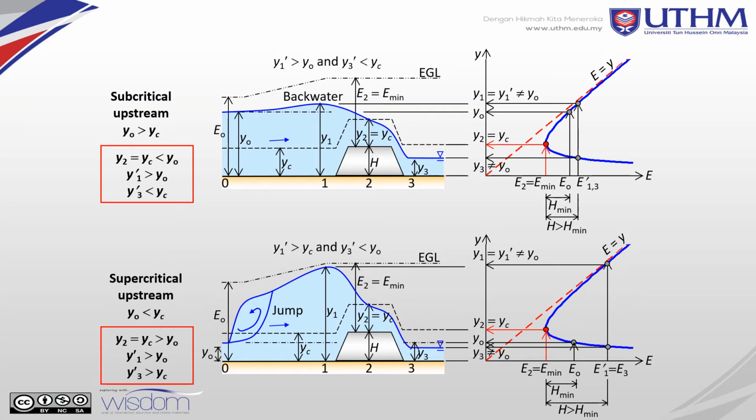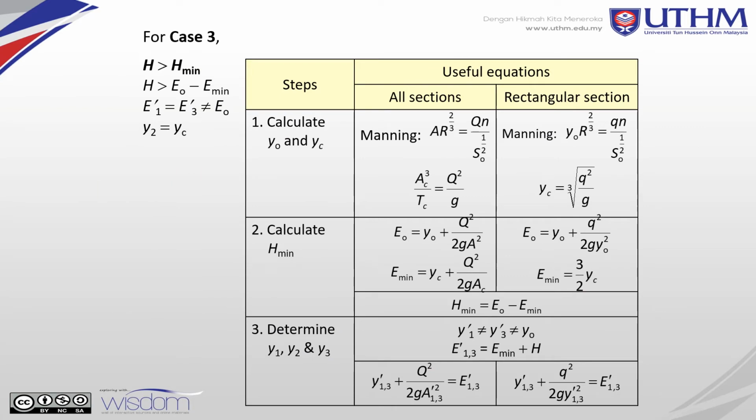Okay, this is case 3. When this is case 3, for this equation, just remember this. The useful equations for calculating Y0 and YC and calculating H minimum are the same, but for determining Y1, Y2, and Y3, you use this equation.